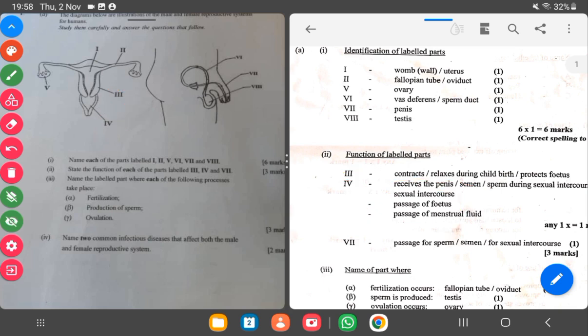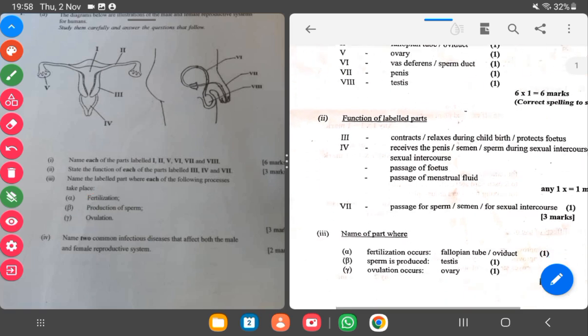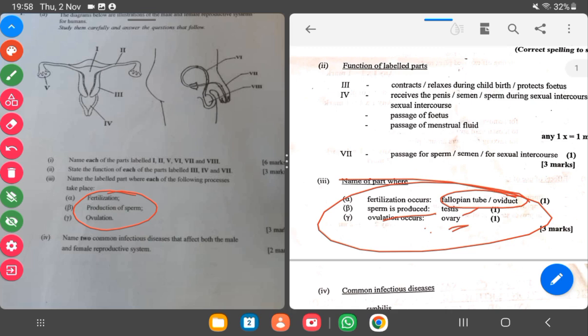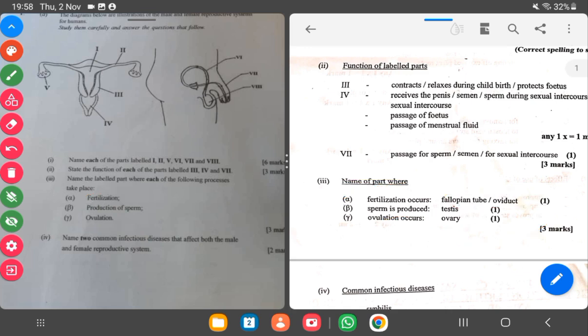name the labeled part for each of the processes, fertilization. And for fertilization, you have to scroll down, and that's the fallopian tube. The sperm production is the testis, and then the ovulation is the ovary. So when answering, you label as has been prescribed in the marking scheme so that the one marking has it easier and then gives you the marks you deserve.